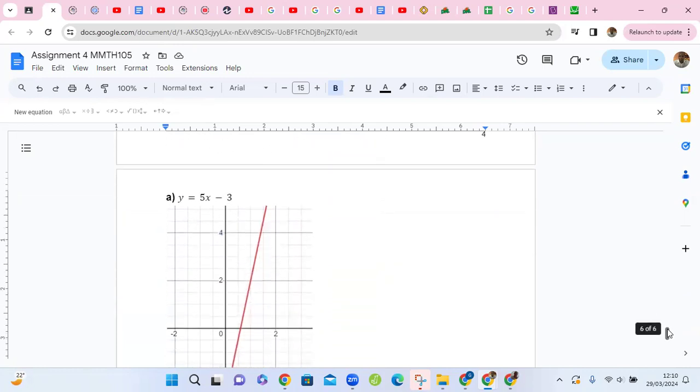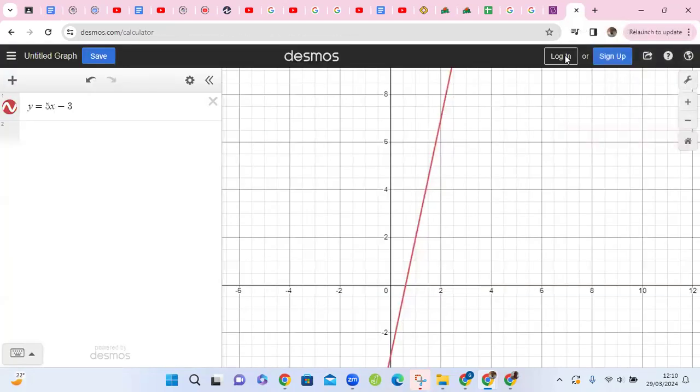The +5 means that each time the x increases by 1, the y increases by 5. You may see better here. Each time x increases by 1, from 0 to 1, y increases by 5. Look here, from 0 to 1, 0 to 1, y increases by 5.